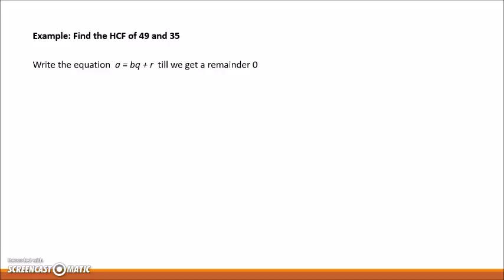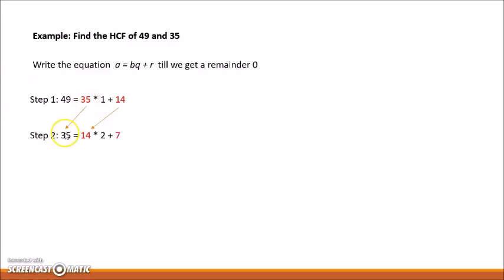So now we do another example. Find the highest common factor of 49 and 35. We write the equation a is equal to bq plus r till we get a remainder 0. So step 1, 49 equals 35 multiplied by 1 plus 14.